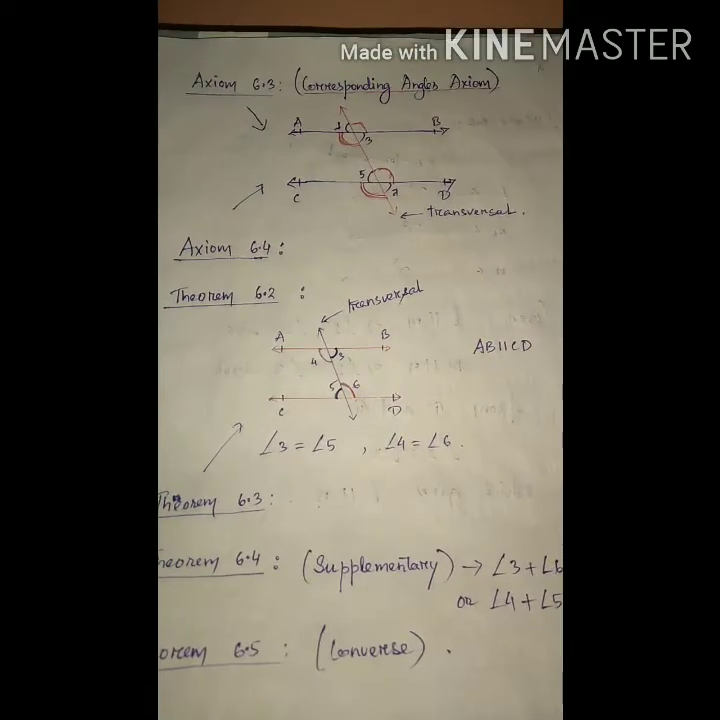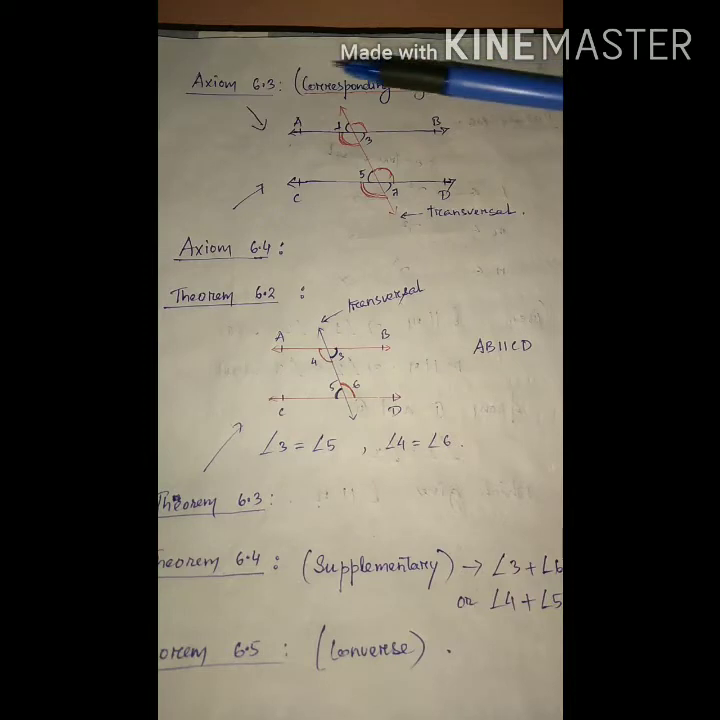Okay, now here you see axiom 6.3. This axiom 6.3 is very important, and it is also known as the corresponding angles axiom. Is it clear? Axiom 6.3 in your book, the statement is given. Just see this diagram, and with the help of this diagram we can easily understand what the corresponding angles axiom is. In this case, two parallel lines are given to you.